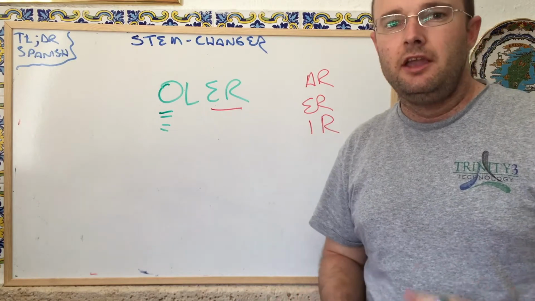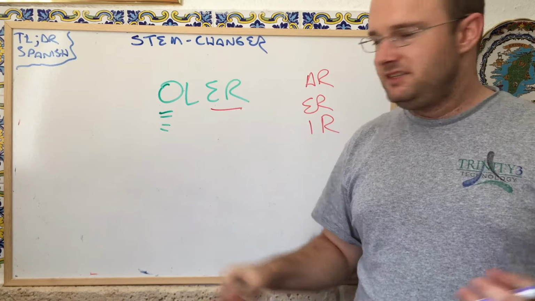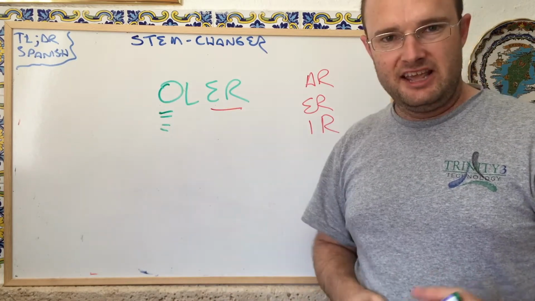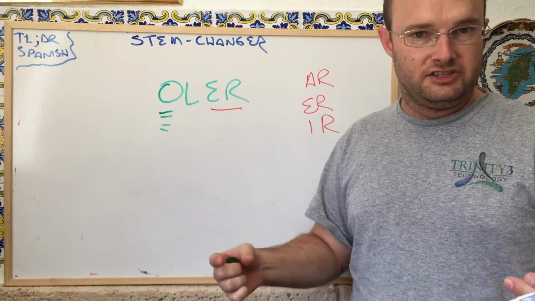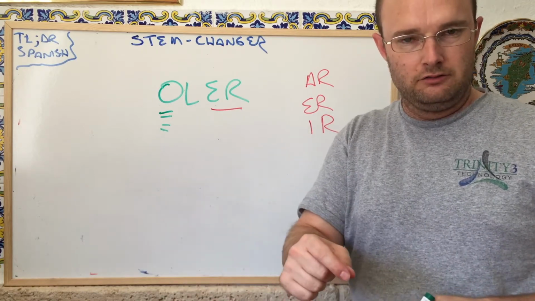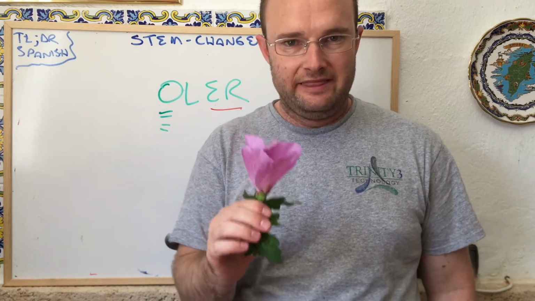Sometimes in Spanish, you have a verb that's called a stem changer. What that means is that the vowel in the stem of the word changes from one vowel to another vowel, or in some cases, from one vowel to two vowels. One important point, stem changing verbs don't change in every single form. They only change according to this pattern.